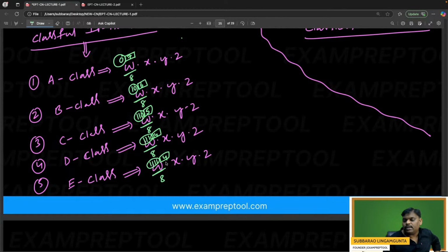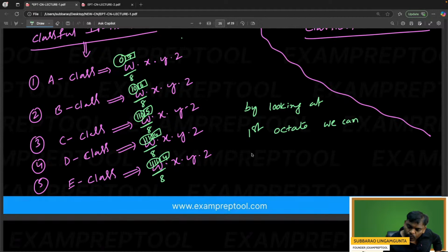So what I mean to say is, by seeing the prefix, by looking at the first octet, where octet means first 8 bits, we can decide which class a given IP address belongs to.